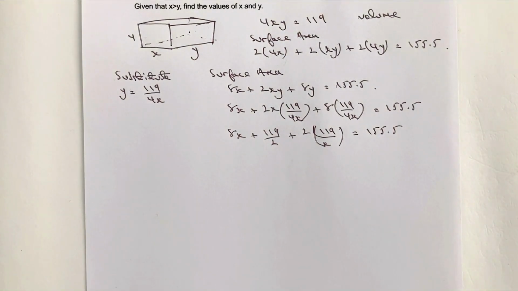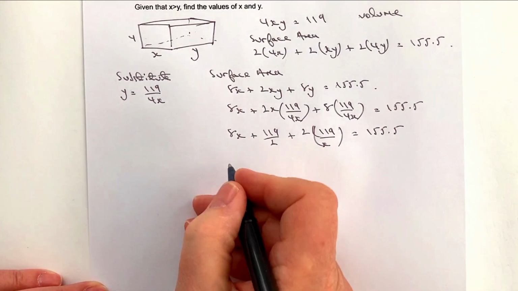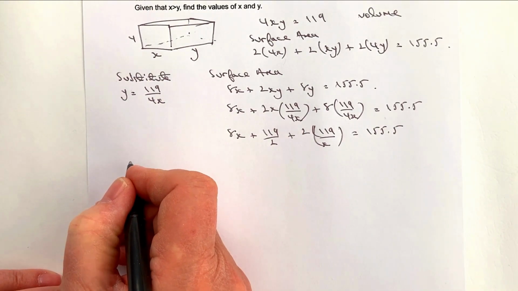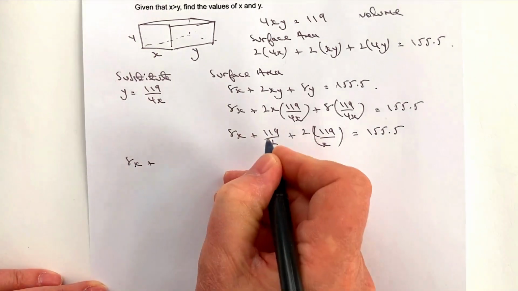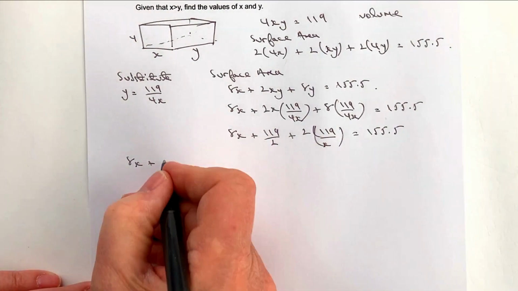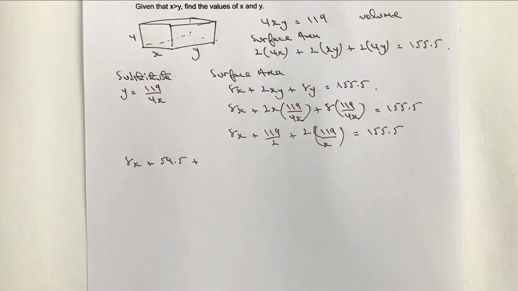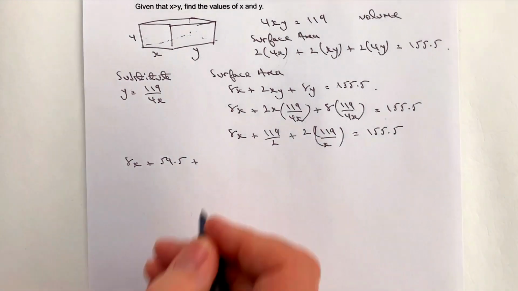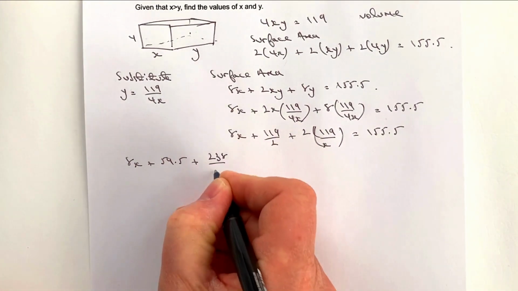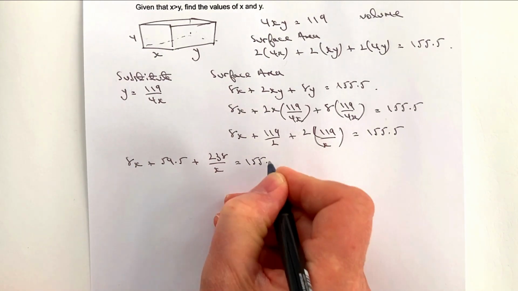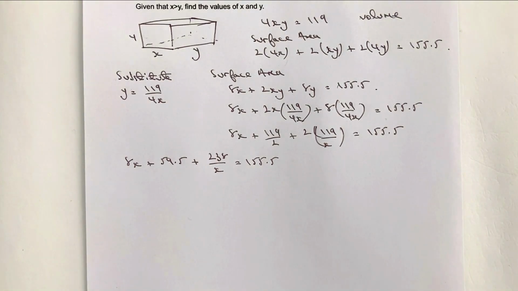Okay, so now we need to just work this out and try to find a way of solving for x. So let me write this over here. I'm going to have 8x plus 119 divided by 2, which is 59.5, plus 2 times 119 divided by x, which is 238 over x, and that equals 155.5. Okay, so where can we go from there?